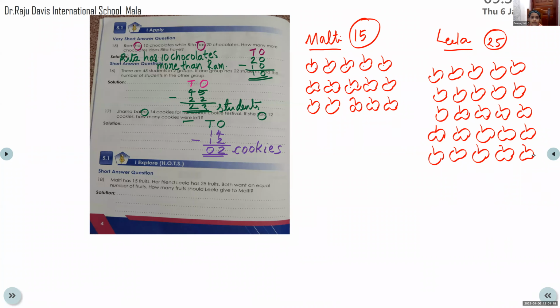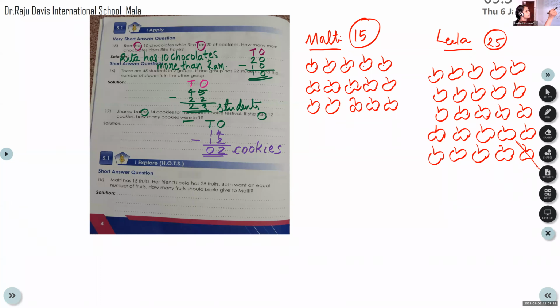Okay, now Leela is going to start giving fruits to Malati. So Leela is giving one apple. See, she is taking one apple and she is giving it to whom? Malati. Listen, I'm cutting one from Leela, so Malati got one.